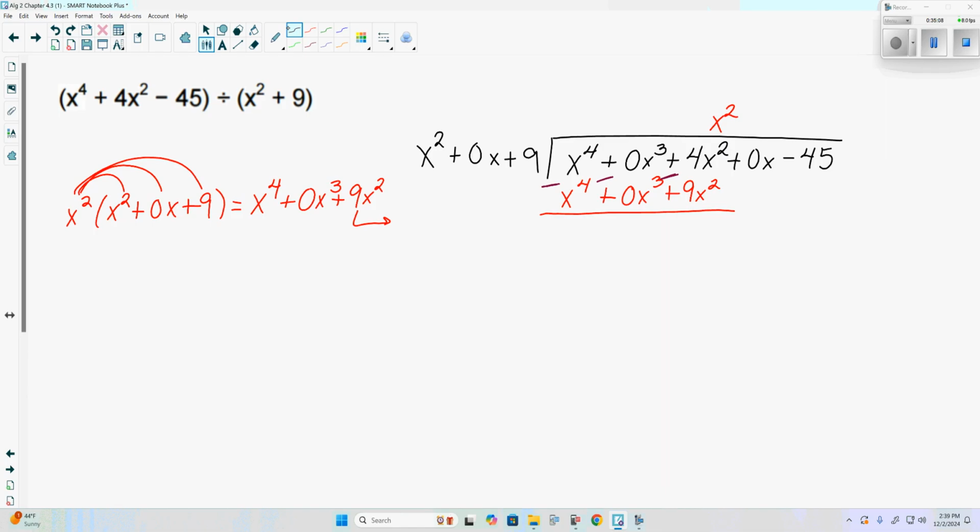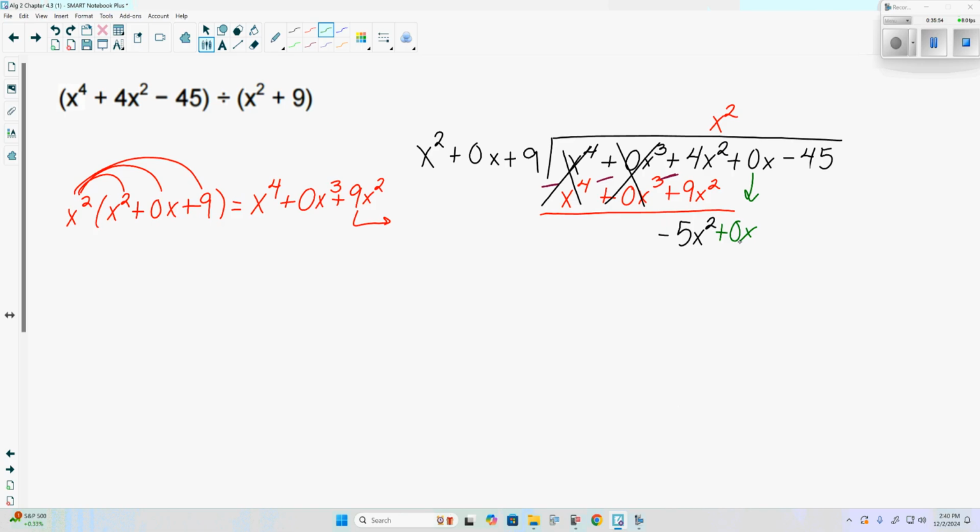Now this next step, there's two ways we can do it. I'll probably show you the nicer of the two. X to the fourth minus x to the fourth is 0. Cancels out. 0x cubed minus 0x cubed is 0. We can cancel it out, or we can leave it as 0x cubed. We can just go on and cross it out because it is 0, yes? We'll move on to the next one. 4x squared minus 9x squared. Negative 5x squared, yes? Bring down the next term.